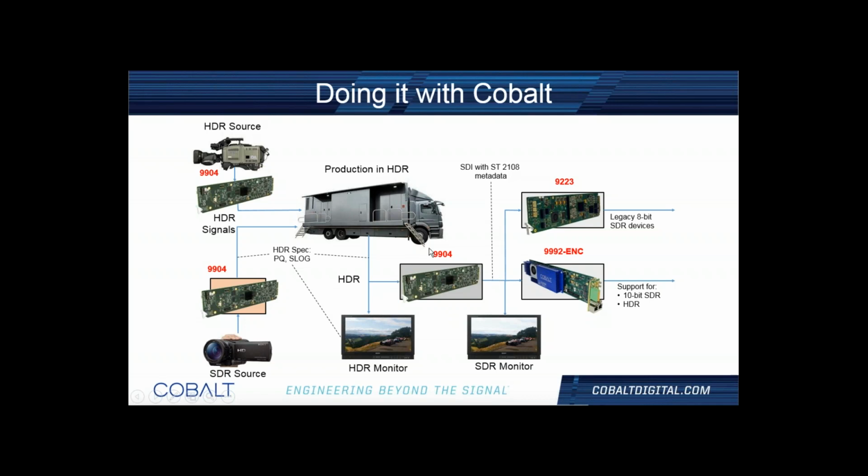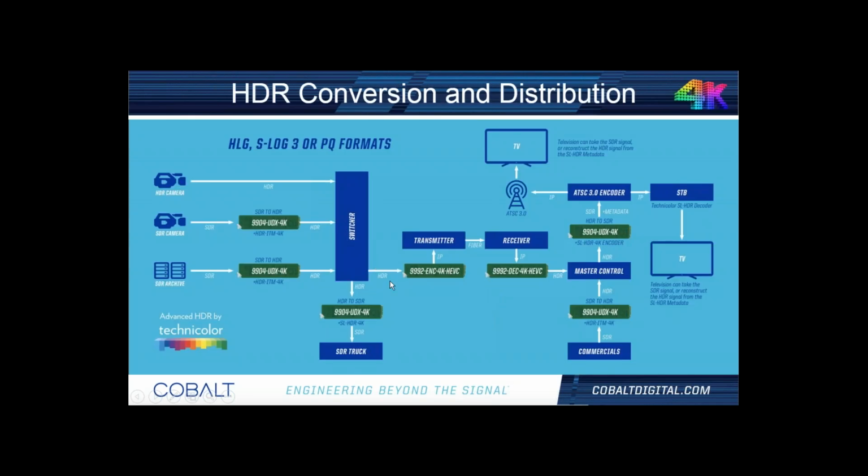It's the SLHDR1 encoder here. And then after that, we have our 9223 encoder line that will do 8-bit legacy, and our new 9992 encoder that will do 10-bit SDR or HDR. So from an application point of view, this is what Cobalt can do for you on HDR.